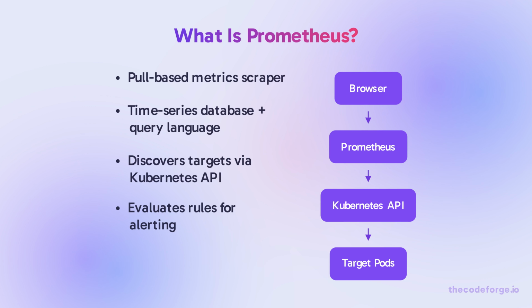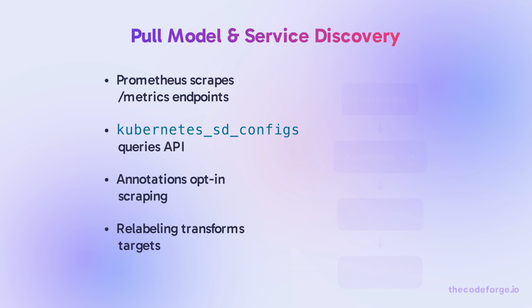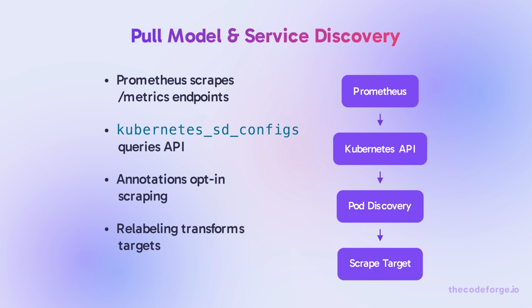Prometheus is an open-source monitoring system that scrapes metrics from HTTP endpoints. In Kubernetes, it uses service discovery to find pods dynamically, stores the data in a time series database, and fires alerts based on rules. Prometheus pulls metrics from targets at configured intervals. It discovers pods by querying the Kubernetes API. Pods opt in with annotations like prometheus.io/scrape: true, and relabeling filters and attaches labels before scraping.